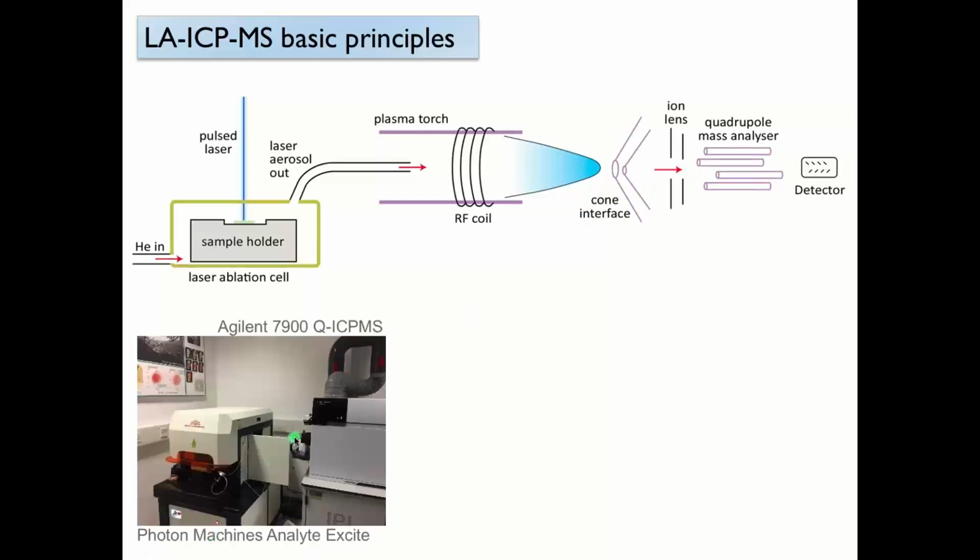And in our system in Trinity College Dublin, we use an Agilent 7900 quadrupole ICP-MS system, and this is our Photon Machines laser, which we purchased, I think, in 2012, still going strong. It's an Analyte Excite.